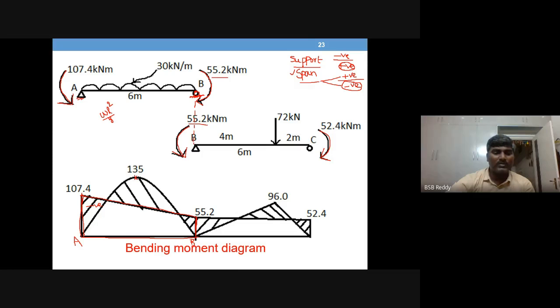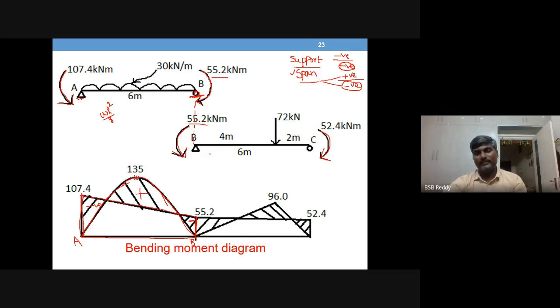135. So just draw a parabola, 0 at A and 0 at B. Draw a parabola with maximum 135. So this is positive. This is again negative. So this completes the AB bending moment diagram.